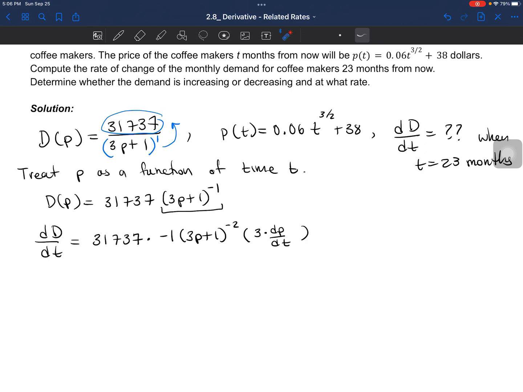It's a constant. So we have everything we need. It seems like we have found the derivative, but we need to know what the price is, and we need to know what dp over dt is. We are actually not given those values.